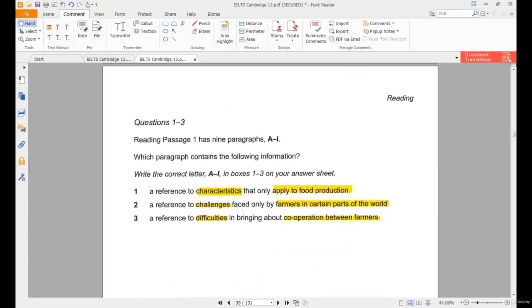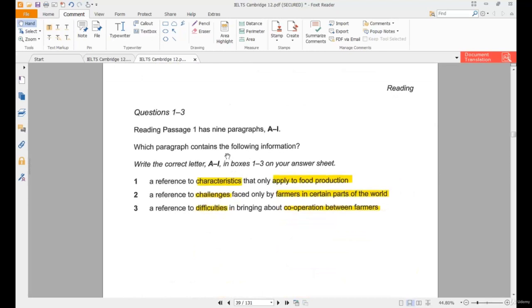Right. So I have to do a paragraph location question. Which paragraph contains the following information? This question for most students is very difficult because it doesn't go in order. They're basically asking you, for number one, which paragraph has this information? For number two, which paragraph has this information? And for number three, which paragraph has this information? It doesn't have to go in order, okay?